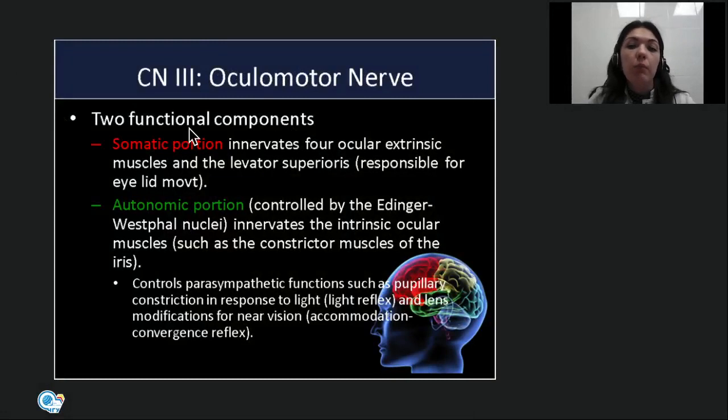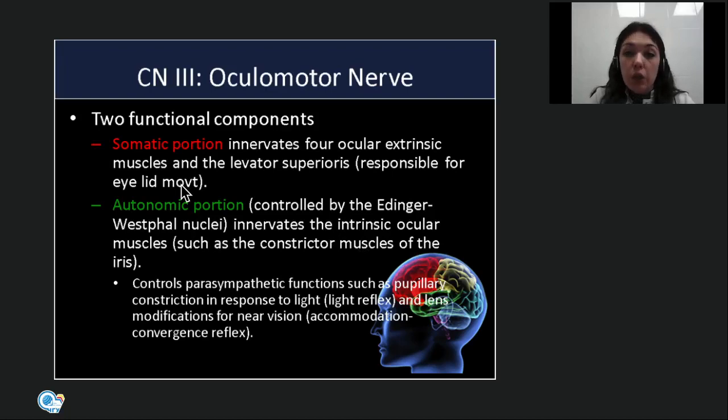The somatic portion supplies four ocular extrinsic muscles and the levator palpebrae superioris to elevate the upper eyelid. Yes, that is responsible for eyelid movement. And the autonomic portion that is controlled by the Edinger-Westphal nuclei supplies intrinsic ocular muscles such as the constrictor muscles of the iris, the sphincter pupillae muscle, yes, and also the ciliary muscle.